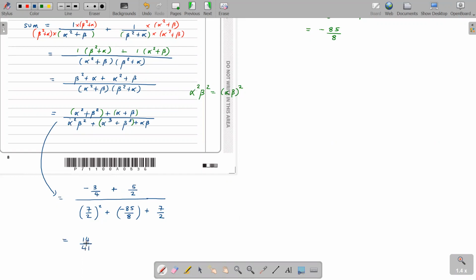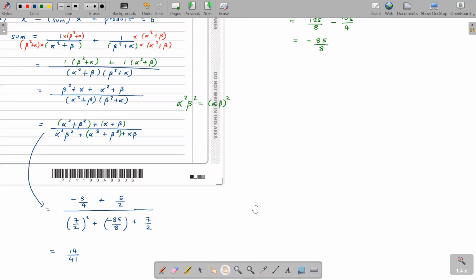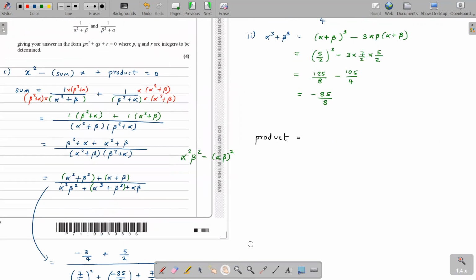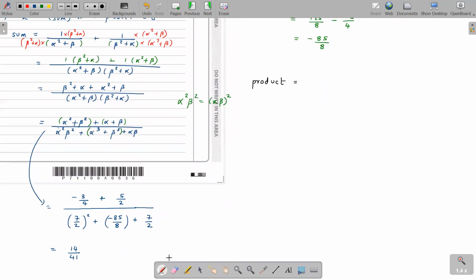Okay, and then we got the sum of the roots. Now I need to get the product of the roots. So I'll do it over here. Product of the roots is where you multiply. So our two roots are 1 over alpha square plus beta and 1 over beta square plus alpha. Multiply them. 1 over alpha square plus beta multiplies with 1 over beta square plus alpha. When you multiply, I think I already have the product of these two, right?